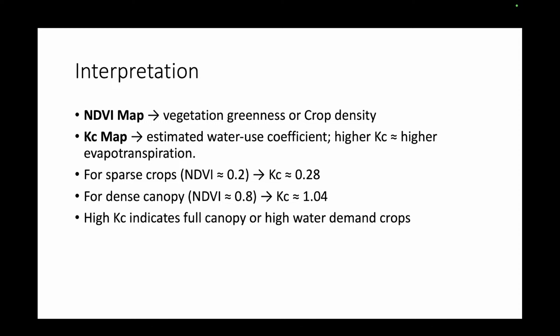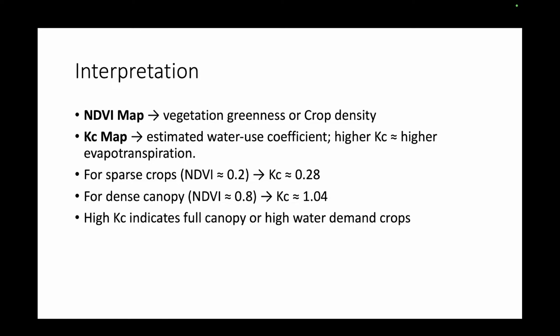Okay, and what is the Kc? The Kc map basically estimates the water use coefficient. Higher Kc value is equivalent to higher evapotranspiration. So if the value is very high, it means higher evapotranspiration.